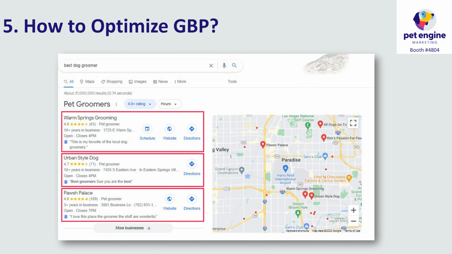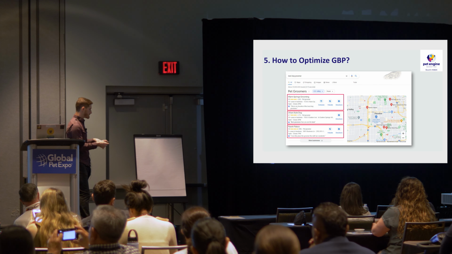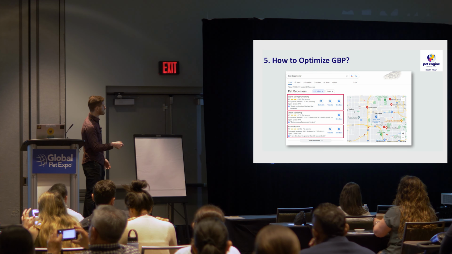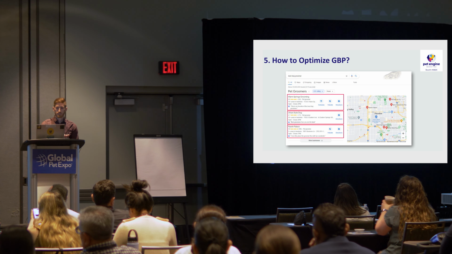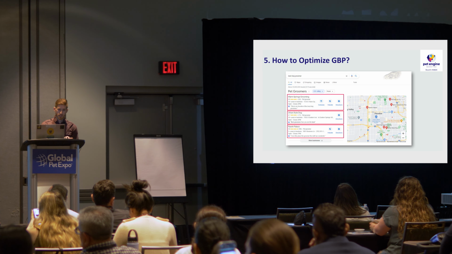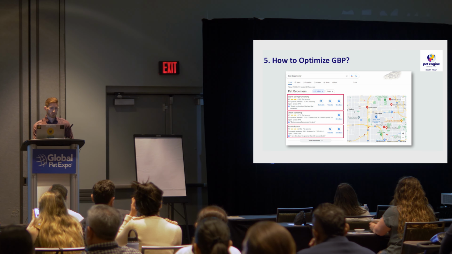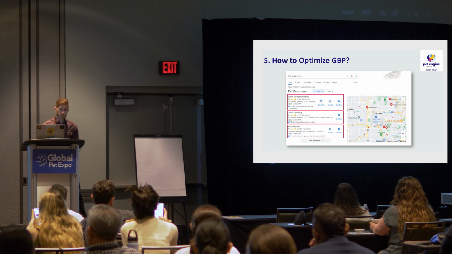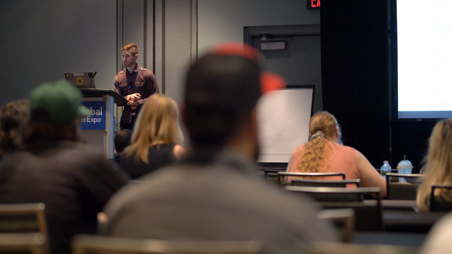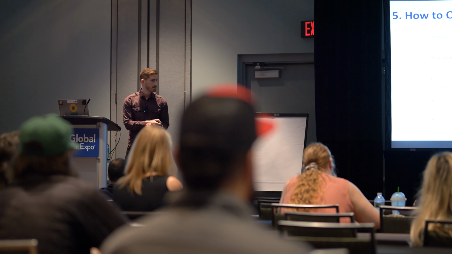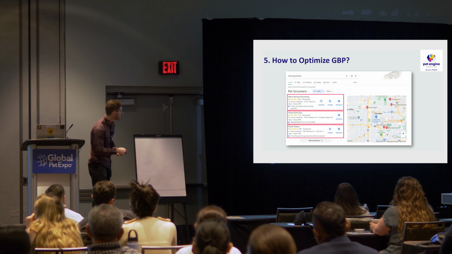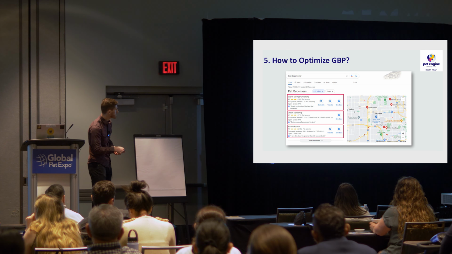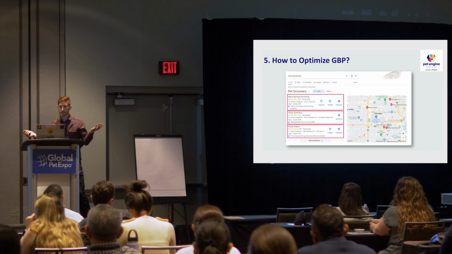Okay, check out this example. So I searched for best dog groomer in Las Vegas, and we have 3 businesses come up, right? We've got Warm Springs Grooming, and then we've got Urban Style Dog, and then we have Posh Palace. Warm Springs Grooming is showing up first, even though it's got the fewest reviews, it's got the lowest rating. What's going on here, right? It's got 63 reviews compared to 71, and what does that say, 189? And it's also got a 4.6 compared to 4.7 and 4.8.